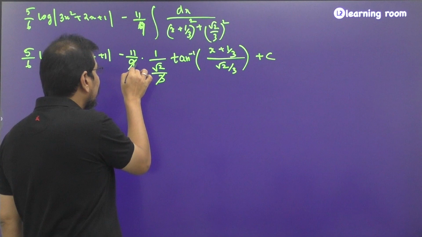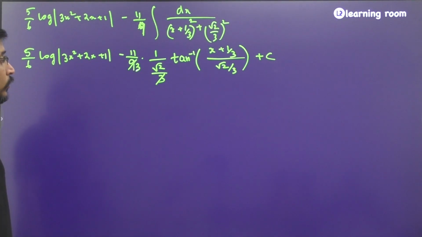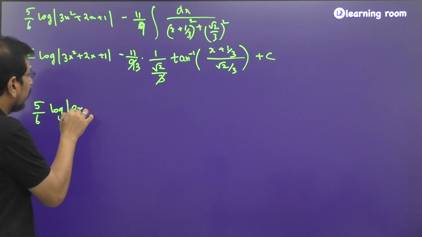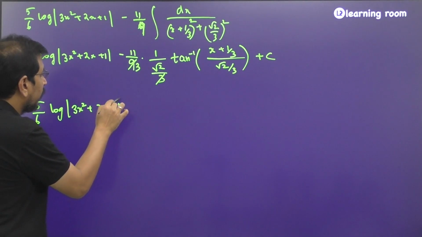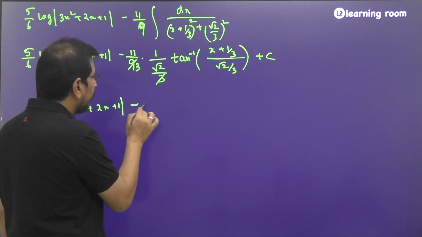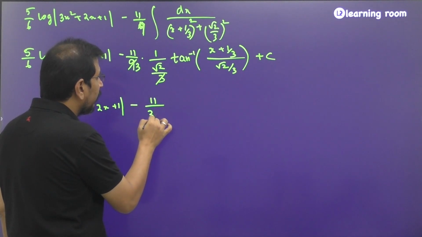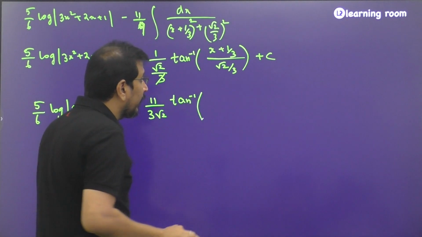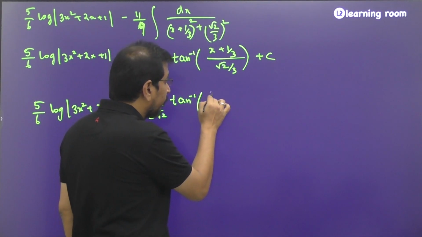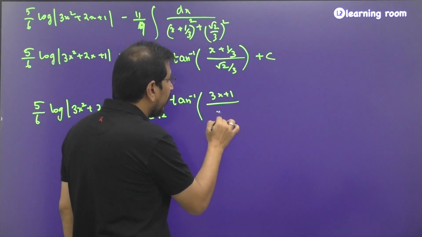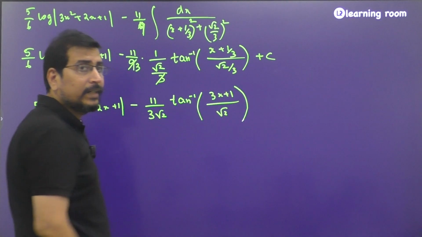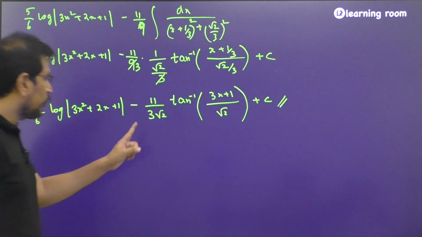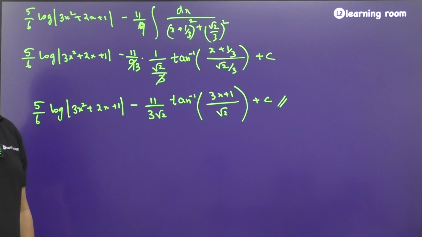So this 3 will cancel this 9 three times. So you will get the answer as 5 by 6 log of mod 3x square plus 2x plus 1 minus 11 by 3 root 2 into tan inverse of, if you take LCM, it will be 3x plus 1 divided by root 2, because 3 and 3 will get cancelled, and you will have a plus c. So this should be the required answer.